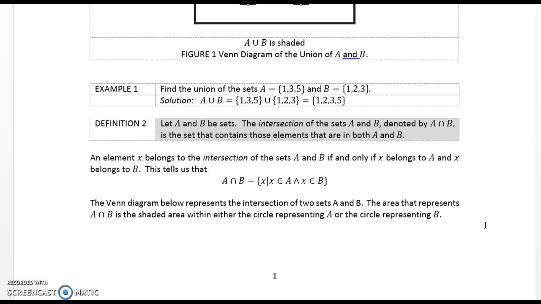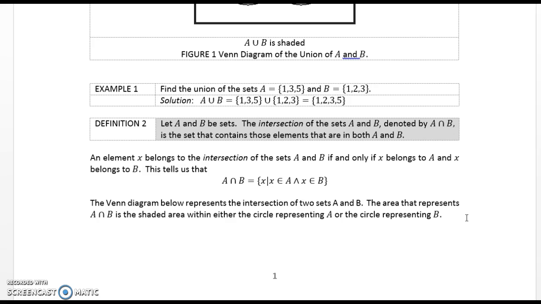Definition 2. Let A and B be sets. The intersection of sets A and B, denoted by A intersection B, is the set that contains those elements that are in both A and B. An element x belongs to the intersection of sets A and B if and only if x belongs to A and x belongs to B. This tells us that the intersection of A and B is the set of x where x is an element of A and x is an element of B.